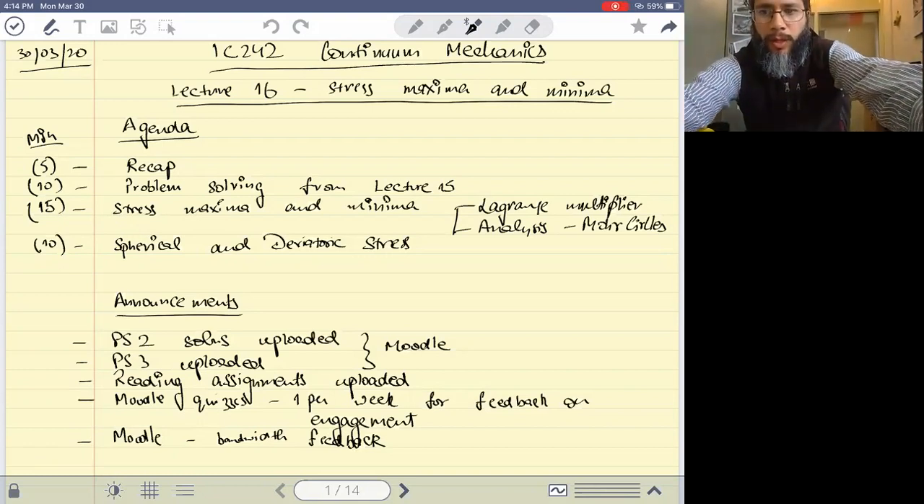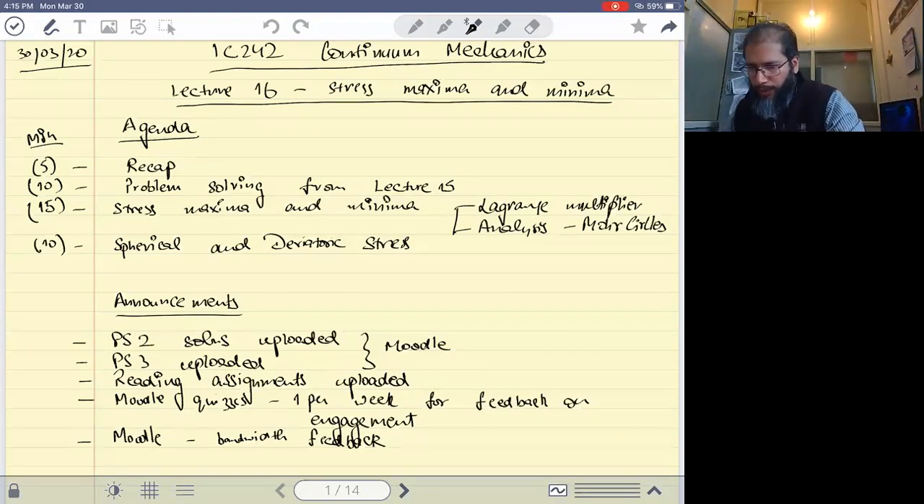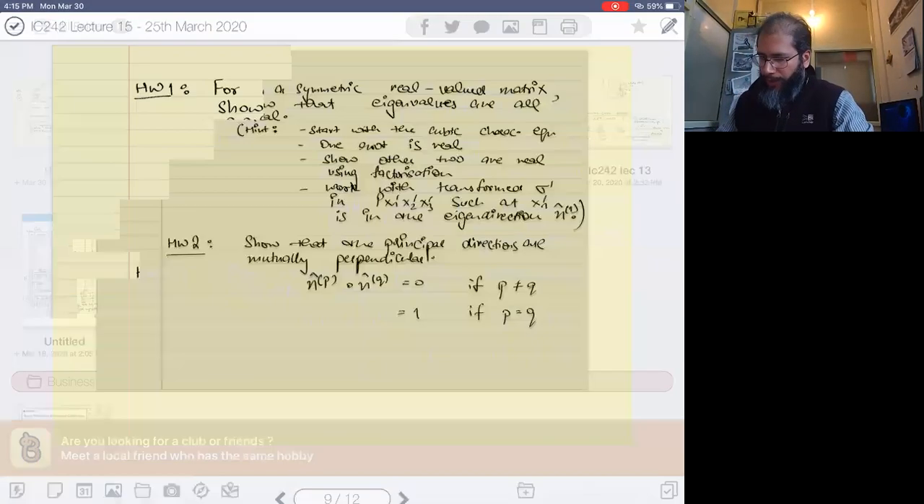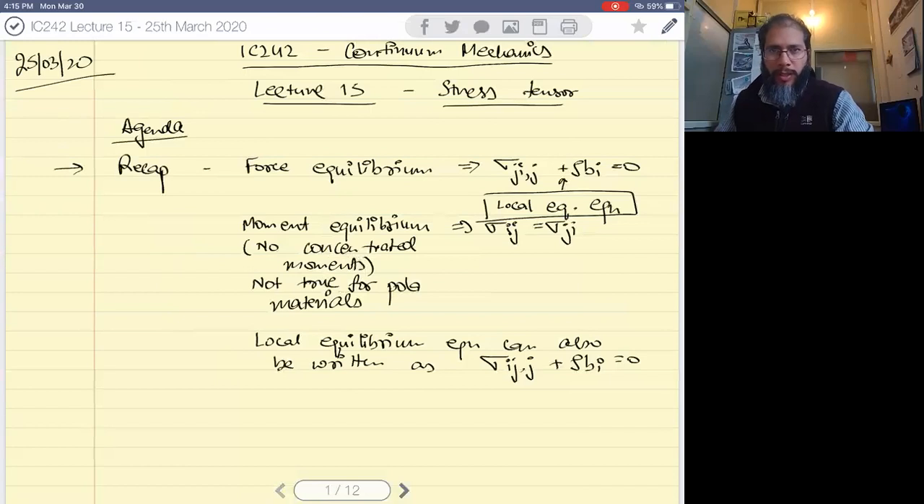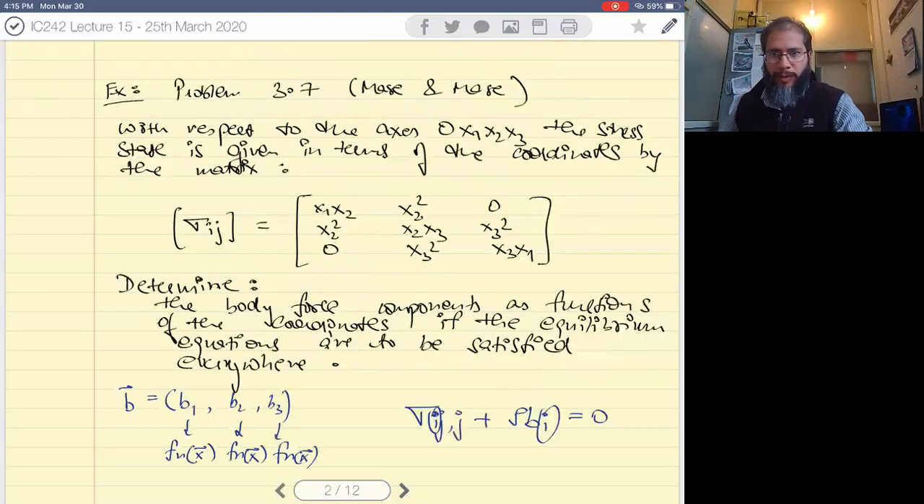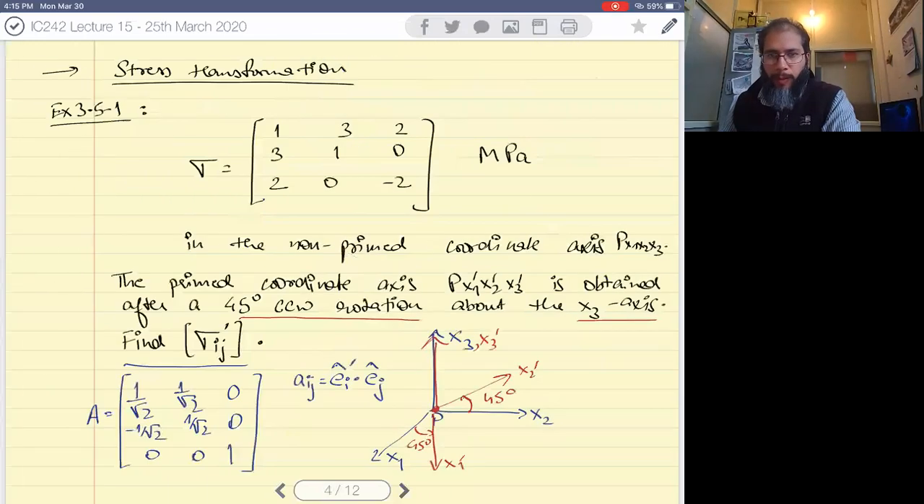Okay, so let's start with today's lecture. So let's quickly go to the last lecture's slides and do a quick recap. So in the last lecture, we started with stress tensor. So we had a look at the local equilibrium equations and the symmetry of stress tensor and where it comes from. Then we solved a problem, which was just to understand how to apply the local equilibrium equations. And you also have a couple of problems regarding this available in problem set 3. Then we applied the idea of stress transformation. The general tensor transformation law was applied to second order tensors, which is the symmetric stress tensor in this case.